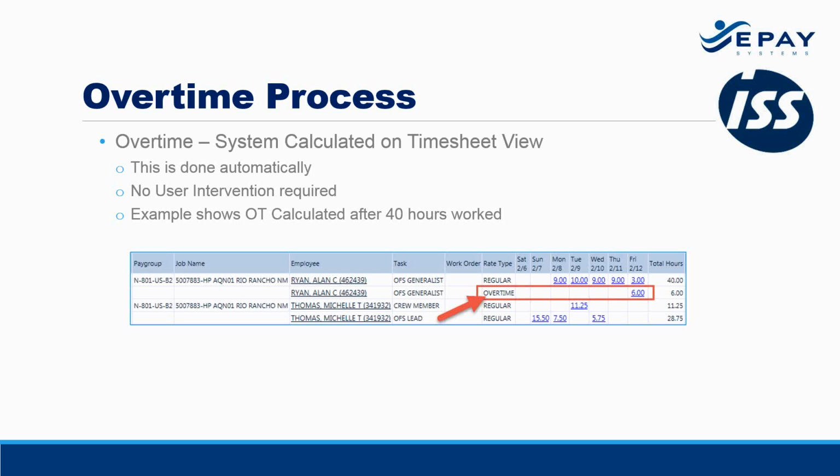Now, we do have a setting in the system that will typically allow time to go to the employee's non-default job. In this case, Alan Ryan worked one job. He just worked at one job, 5007883, all week. But we do have employees that float around and work multiple jobs, and when they work multiple jobs, that obviously leads to possibly getting overtime charged to a job that may or may not be able to afford that overtime.